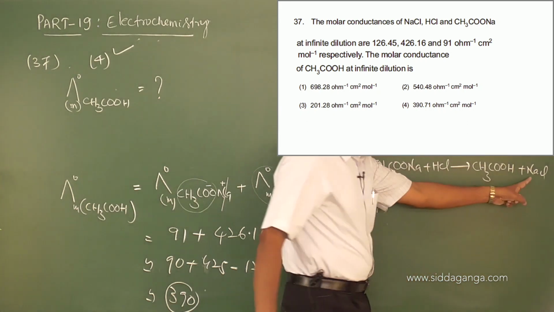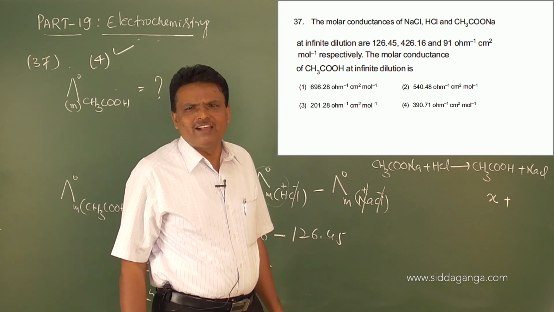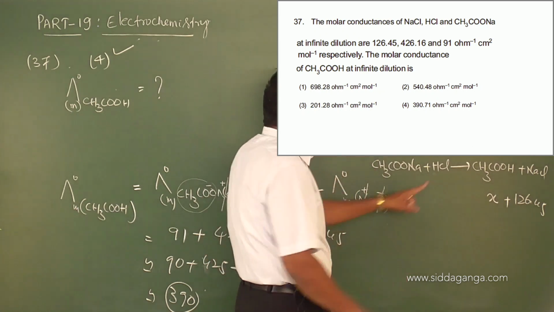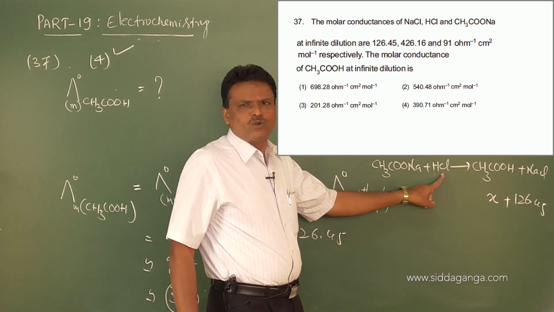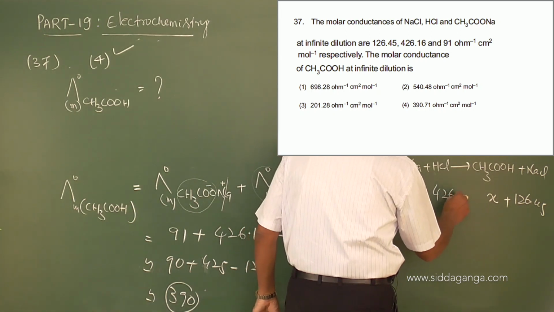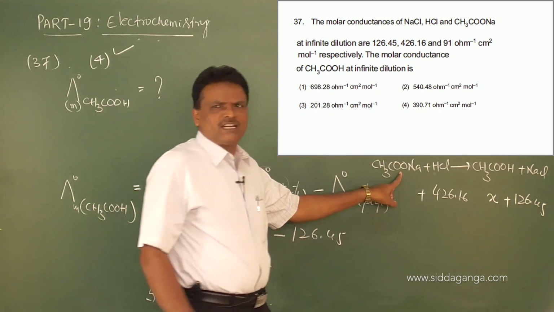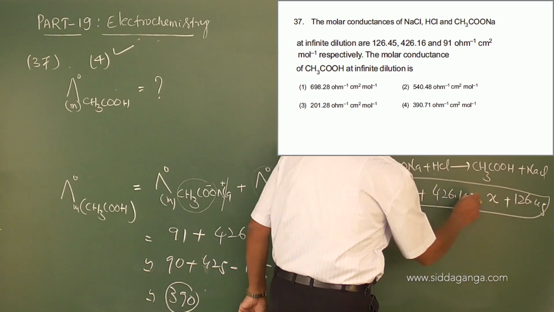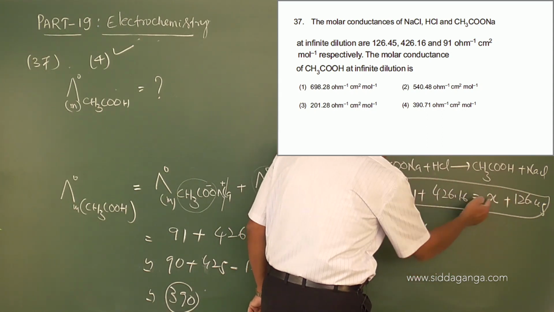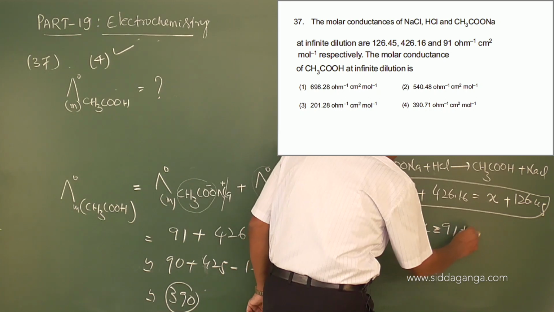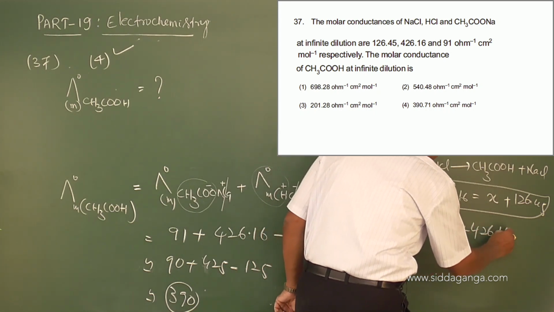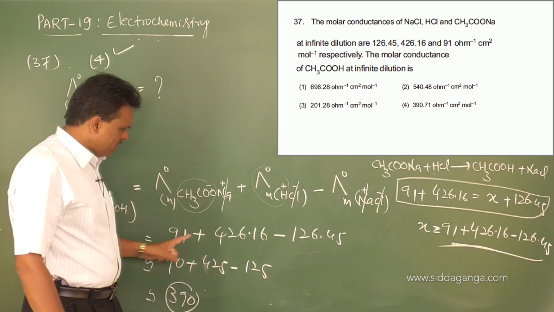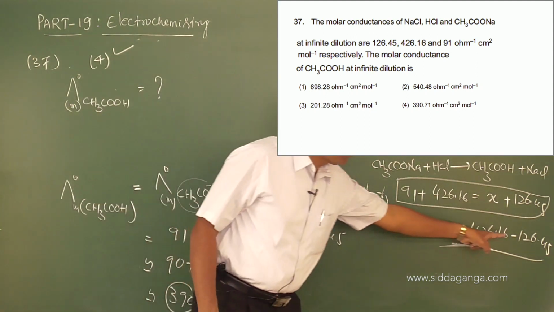So then what is the value of NaCl? The molar conductivity of NaCl is given. NaCl is 126.45. Then what is the molar conductivity of HCl? HCl is 426.16, and the molar conductivity of sodium acetate is 91. So look here. What is the value of X? X is equal to 91 plus 426.16 minus 126.45. Same answer.